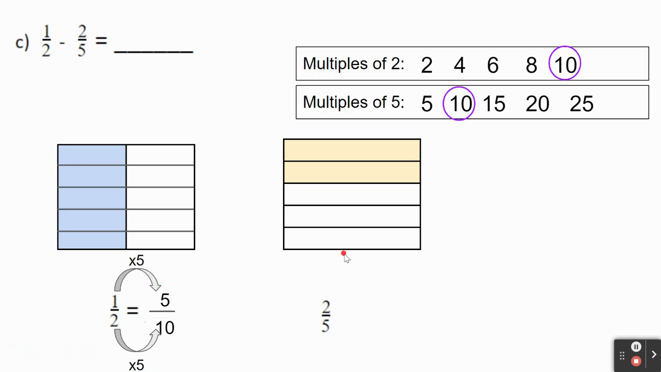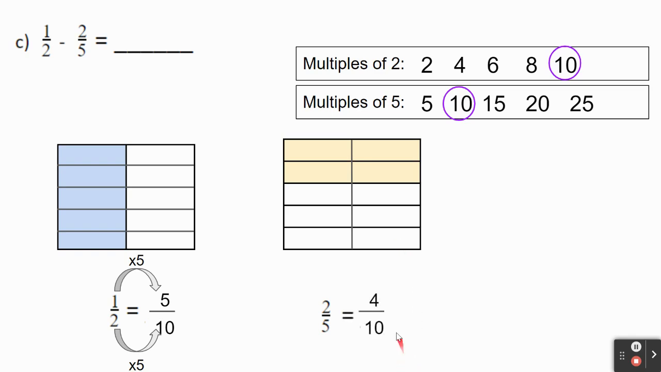Now let's create an equivalent fraction for 2/5. Once again, we're going to break this whole into 10 parts. Right now there are 5 parts, so we're going to break each part into 2 pieces. Now we have 10 parts altogether with 4 of them shaded. So an equivalent fraction to 2/5 is 4/10.